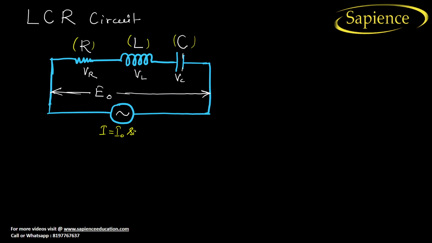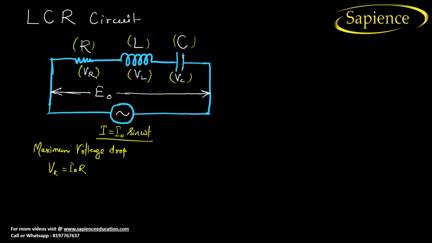So current is equal to I naught sine omega t as the source current. When this current passes, there will be a different voltage across the resistance, VL is the voltage across the inductor, and VC is the voltage across the capacitor. These are the maximum voltage drops. The maximum voltage drop across the resistance, VR, can be written as I naught into R, where I naught is the maximum current.